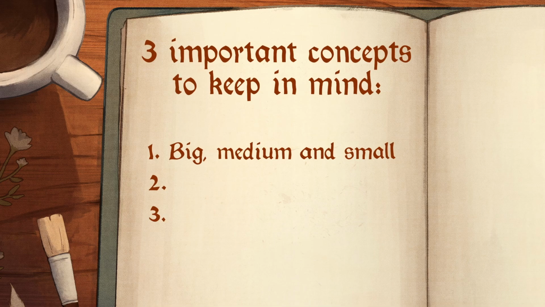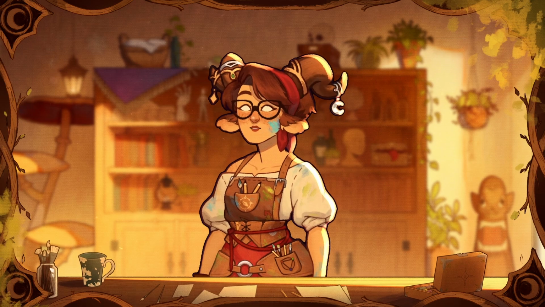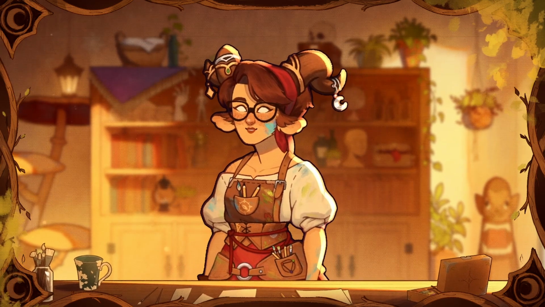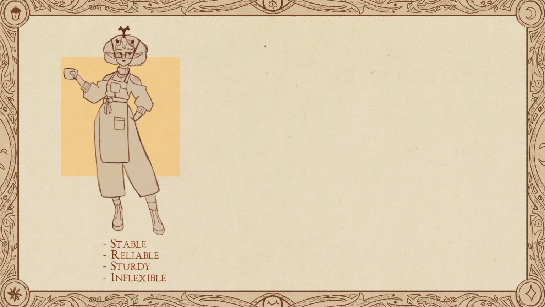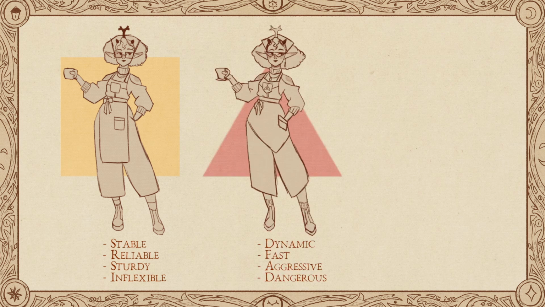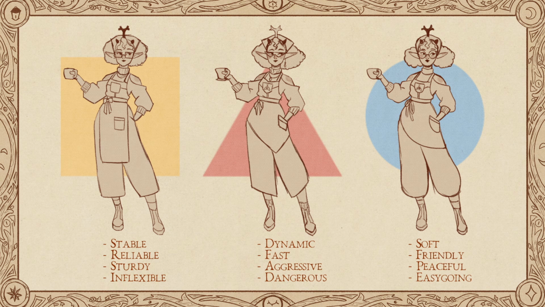Now the second concept I always keep an eye on is shape language, which is basically the idea that the shapes you use on your character also tell a story. As an example, if your character is made mostly out of squares, it will read as stable, reliable, sturdy and inflexible. If your character is made mostly out of triangles, it will read as dynamic, fast, aggressive and dangerous. And if your character is made mostly out of circles, it will read as soft, friendly, peaceful and easygoing.